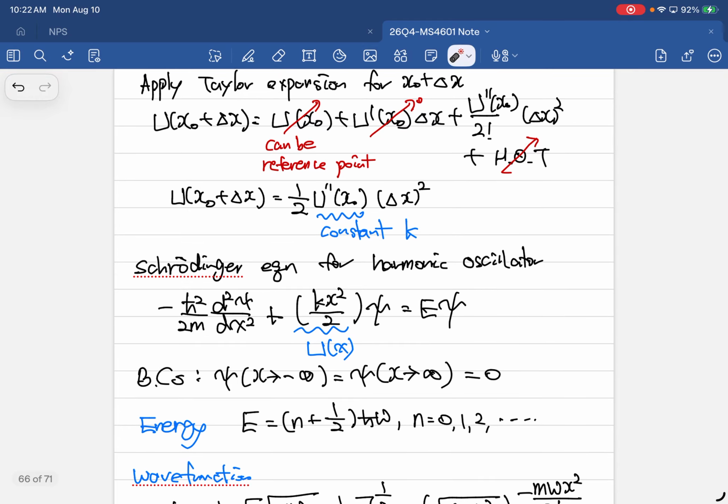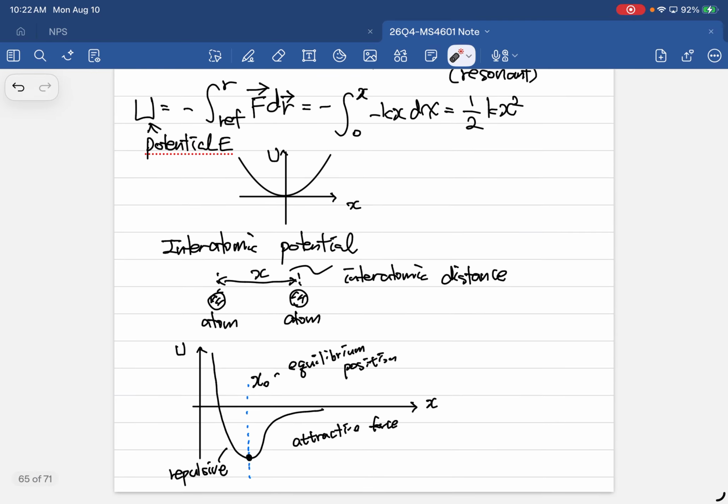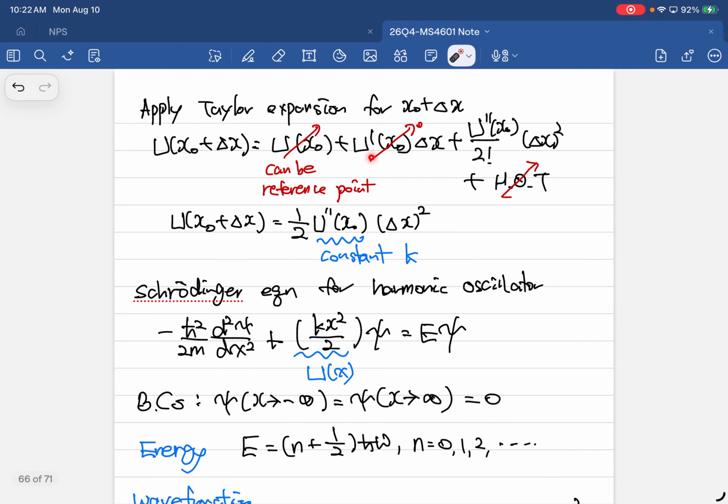If we look at x naught, what is the slope of that? That is essentially 0, right? Do you see? Because that is the lowest point. And if we look at the slope at this equilibrium position, slope is 0, right? So that is why this second term goes away, because slope itself is 0. And then the first term, u of x naught, this is just a reference point.